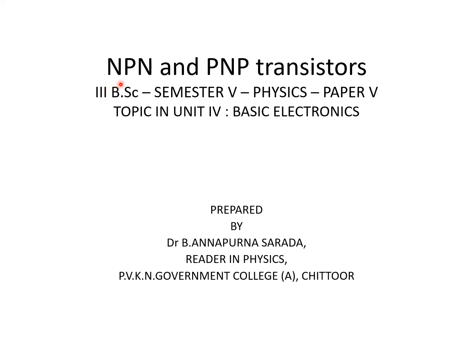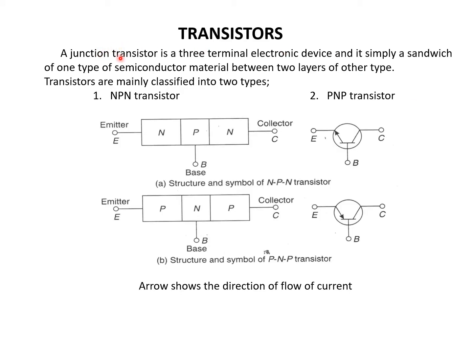In this video lecture, I am going to explain about NPN and PNP transistors. We know that a junction transistor is a three-terminal electronic device and it is simply a sandwich of one type of semiconductor material between two layers of another type. Here you can see the P-type semiconductor material is sandwiched between two N-type semiconductor materials. So depending upon the structure, the transistors are classified into two types, NPN transistor and PNP transistor.